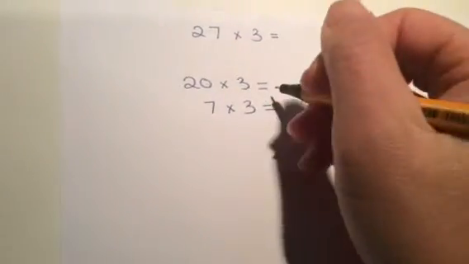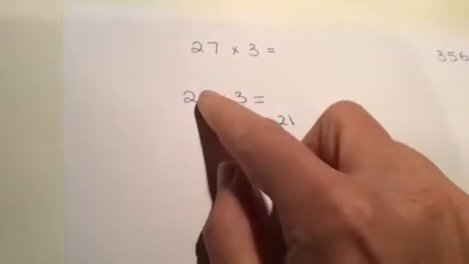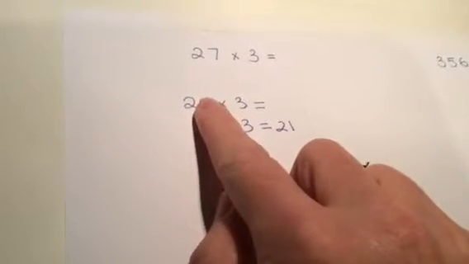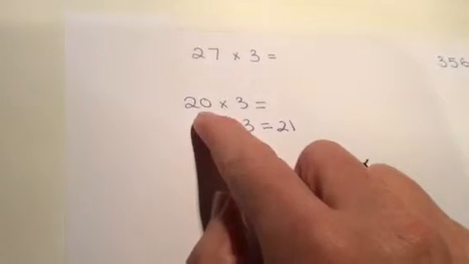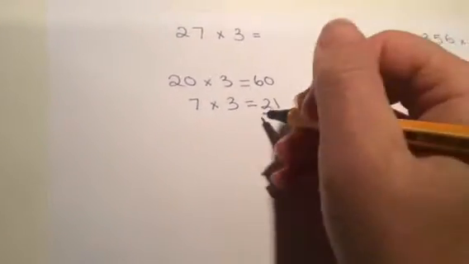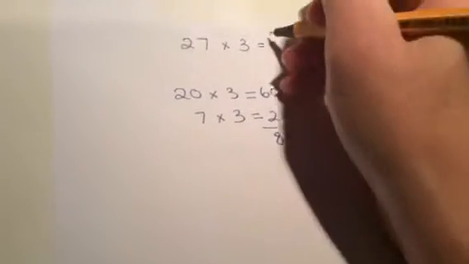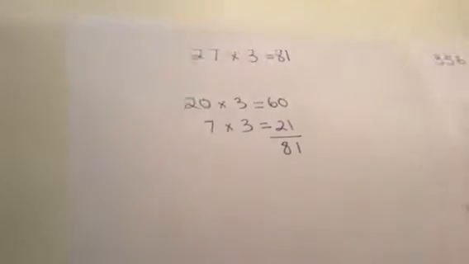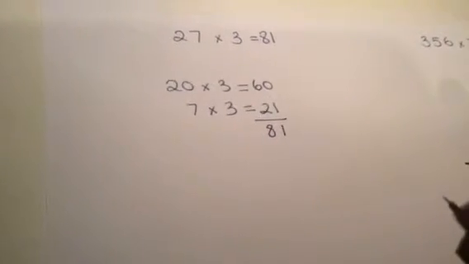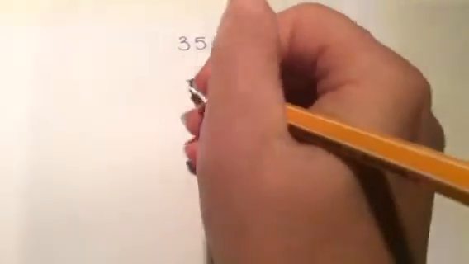7 times 3 is 21, and then 20 times 3, well, what you can do is you can do 2 times 3, which is 6, and make it 10 times bigger, which is going to be 60. Then all you need to do is add these two numbers together, and that gives you 81. Let me show you the partitioning for a 3-digit number.